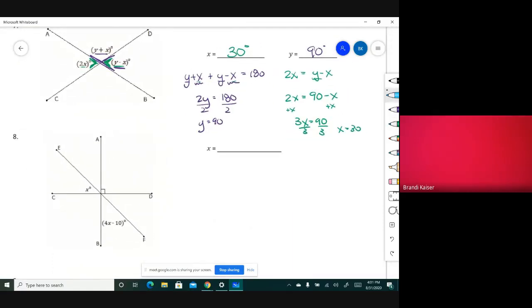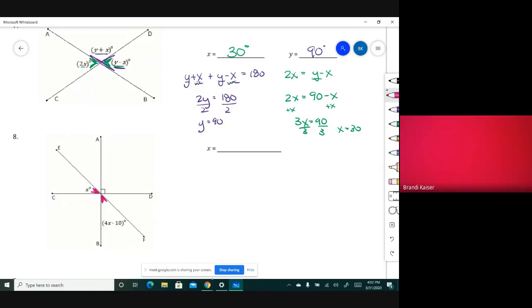Number 8. So for number 8, we're solving for x, but I have an x up here and an x down here. Okay. It kind of depends on what I can use in order for how I'm going to solve this. So ideally, I know that vertical angles are supposed to be the same measurement, but currently my x and my 4x minus 10 are not vertical angles. They're not the same measurement.